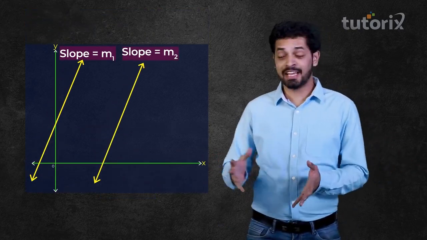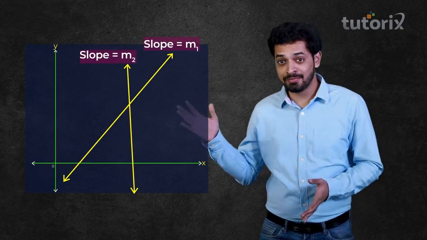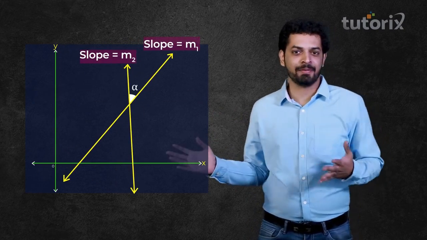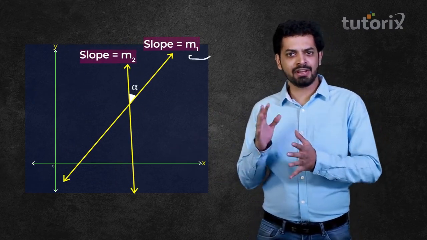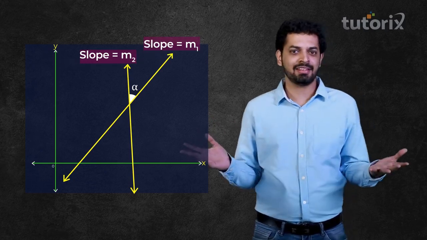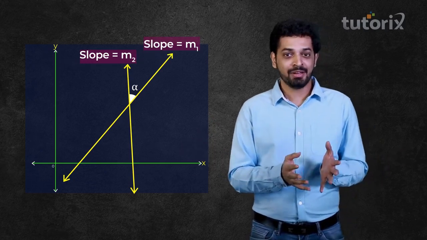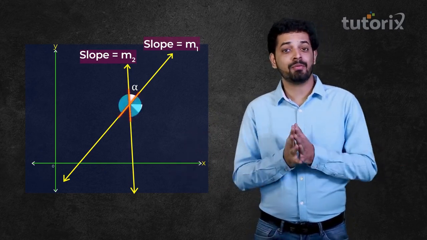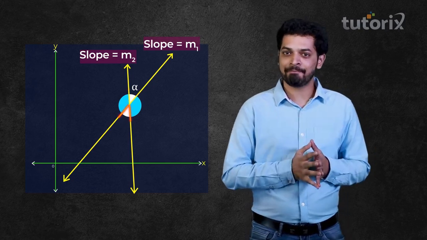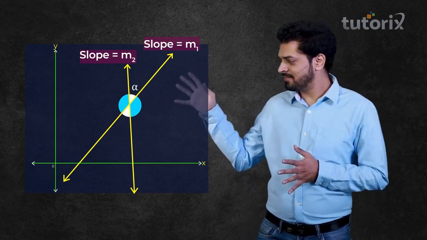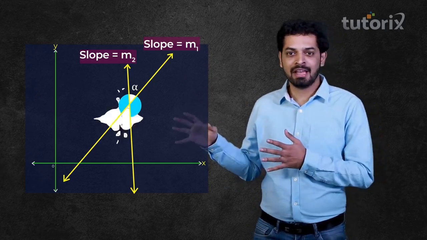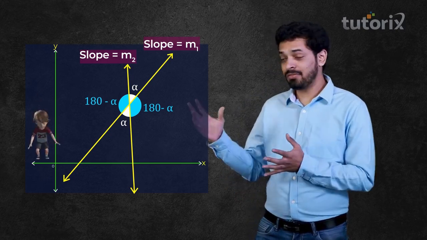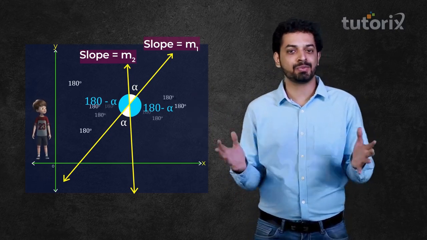Now what if the same two non-vertical lines with given slopes m1 and m2 are not parallel but rather intersecting at a particular angle alpha? Can we find the relation between m1 and m2 using this angle alpha? Yes, we can. What's worth observing here is that when two lines intersect, they form two pairs of vertically opposite angles. Right? So if this angle is alpha, then the vertically opposite angle will be alpha. And obviously the other two angles should be 180 minus alpha each, right? So the sum of any two adjacent angles is always 180 degrees.